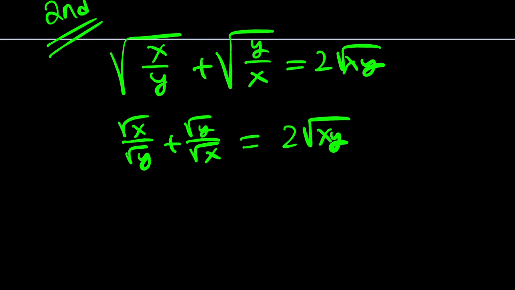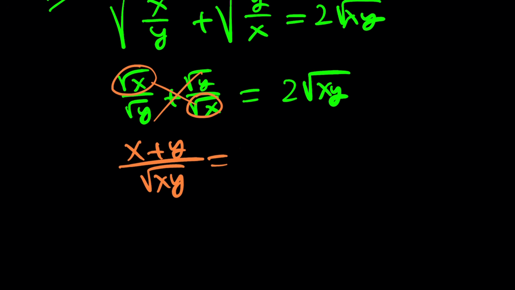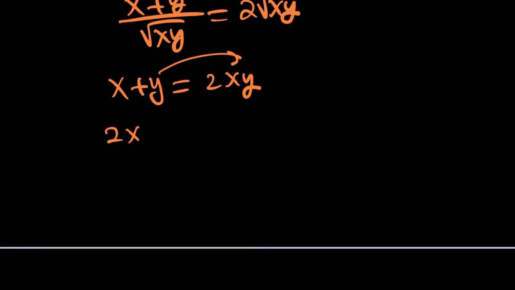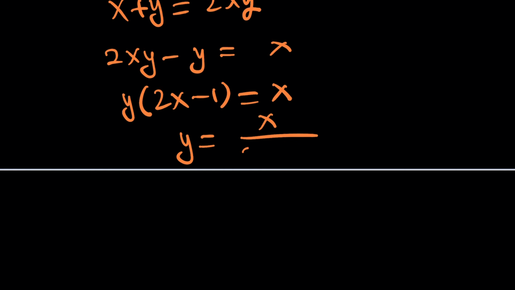We separated the radicals, and now we're going to make a common denominator, multiply these and multiply those. You're going to get x plus y here, and in the denominator, you're going to get the square root of xy. Now, this actually gives you something different. Now, you're going to see what I'm talking about. When you cross multiply, you're going to get x plus y is equal to 2xy. And since we're trying to solve for y, wouldn't it make sense if we subtracted y from both sides and kind of put it on the left? And since we're trying to solve for y, factor the y out. 2x minus 1 equals x. And finally, y can be written as x divided by 2x minus 1.